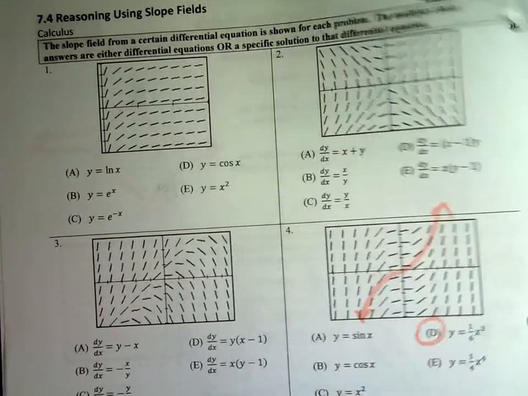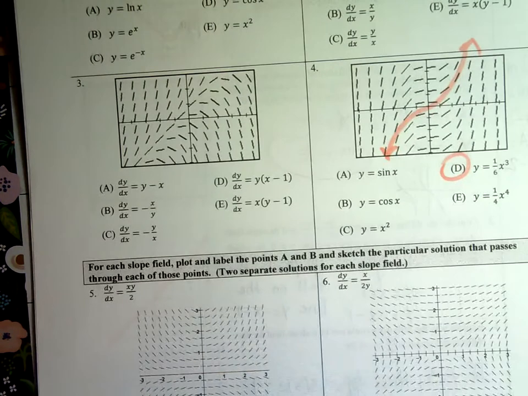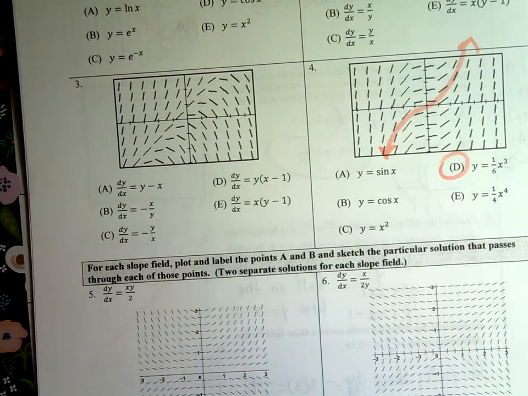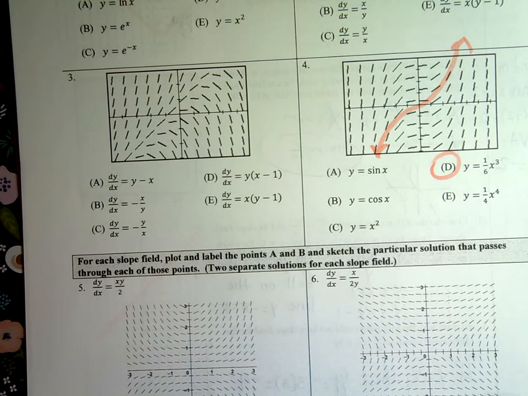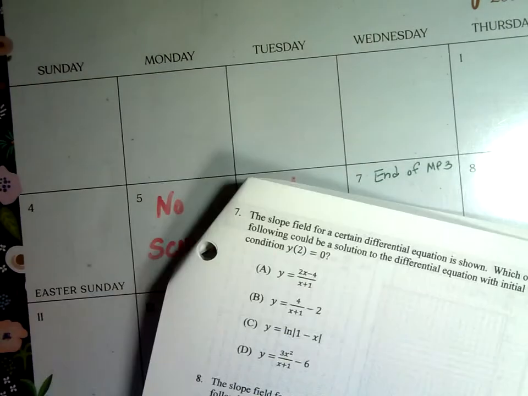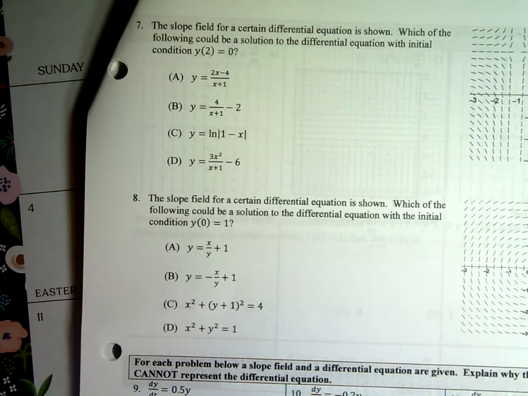All right. The ones at the bottom, 5 and 6, they give you points. Draw the graph. Those are easy peasy. You plot the point and then follow the cattle chute, and that'll get you the picture. If I flip over, there are a couple of these that I want to do real quick.